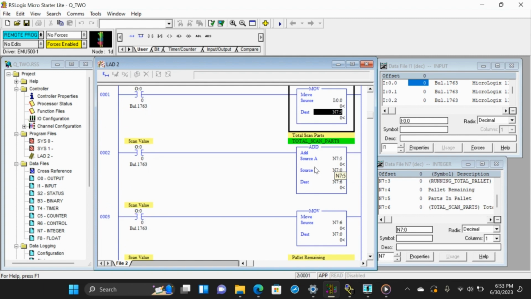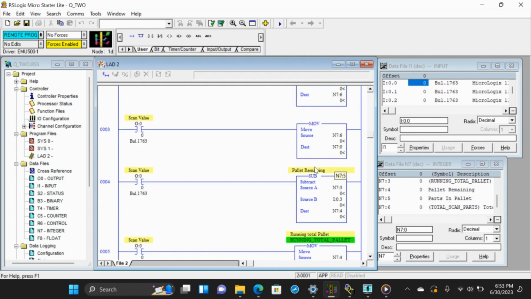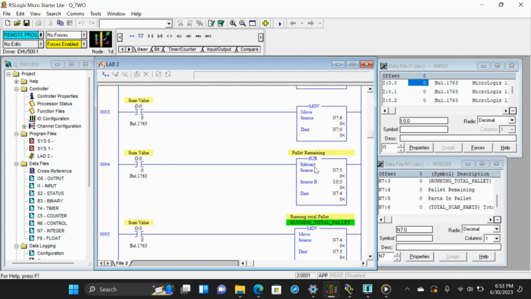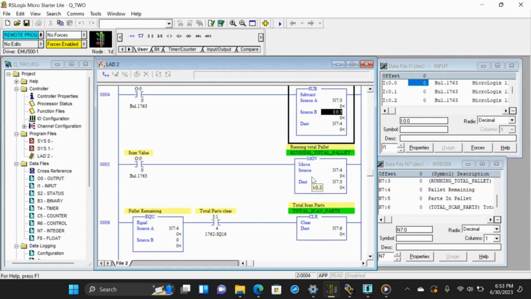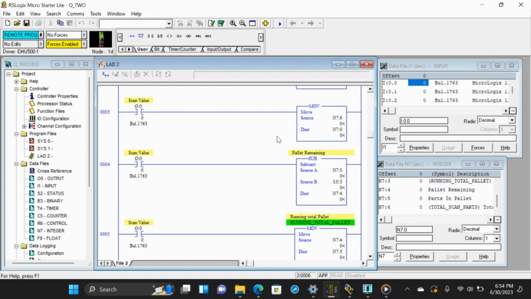To determine the remaining number of pallets, we need to get the running total pallets, so that we can subtract one from the number of pallets every time one is scanned. To determine the remaining pallets, source B is set as 1. Then at last we clear the pallet parts for the next scan. So to describe this, let me run this program.